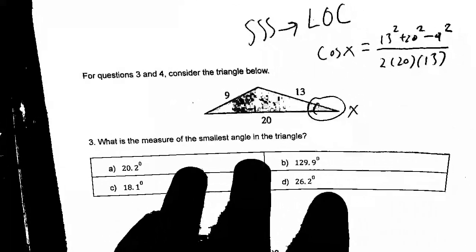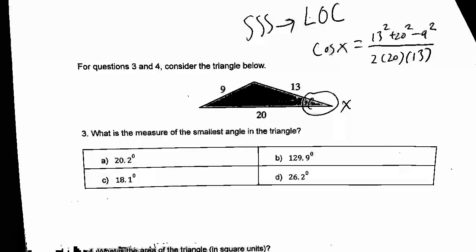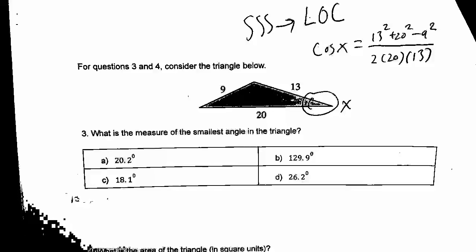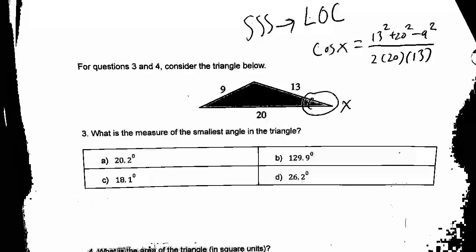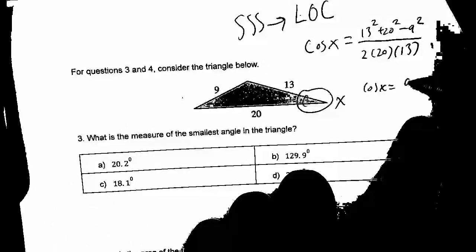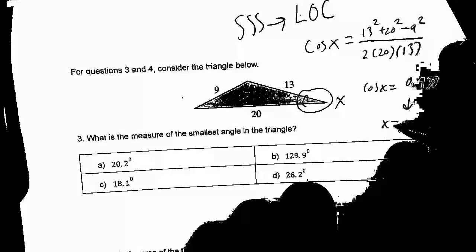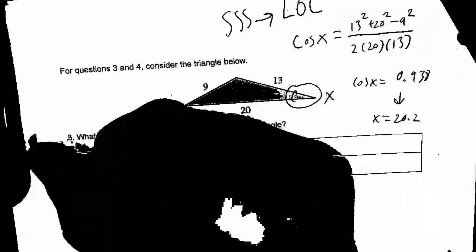Okay. Let's do it on the calculator. 13 squared plus 20 squared minus 9 squared divided by 2 times 20 times 13 is 0.938, and when we inverse cosine that, we get 20.2. So cosine x equals 0.938, and then we took the inverse of that, x equals 20.2. So the answer is A.